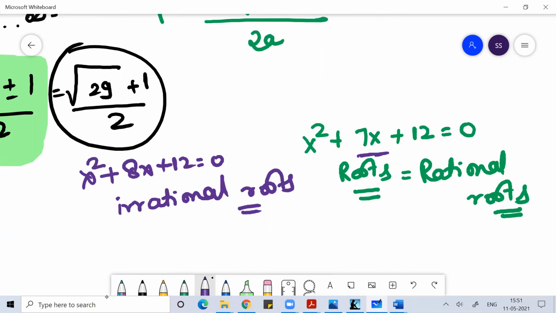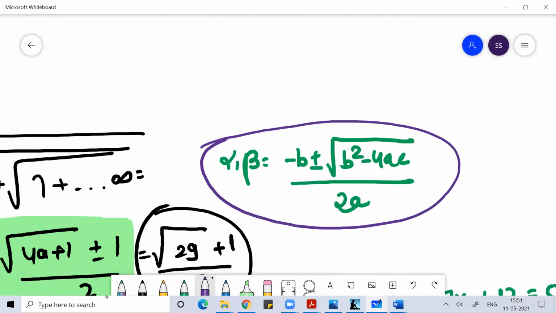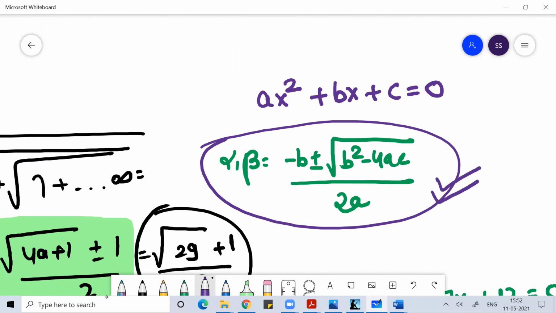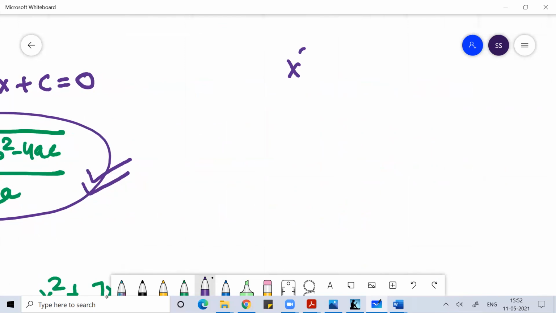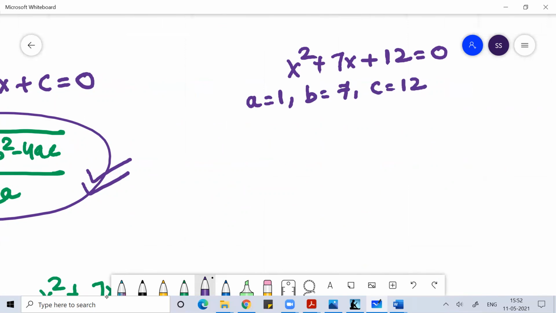So under that scenario, Dhwani, this is the formula. You know that every quadratic equation is in this form: ax square plus bx plus c equal to 0. And by this formula, you can always find the roots, doesn't matter whether the roots are rational or not. For x square plus 7x plus 12, I know how to solve it by breaking the middle term, but you can do the same question using that formula also. There a is 1, b is 7, and c is 12. You understood this one? Yes, sir.